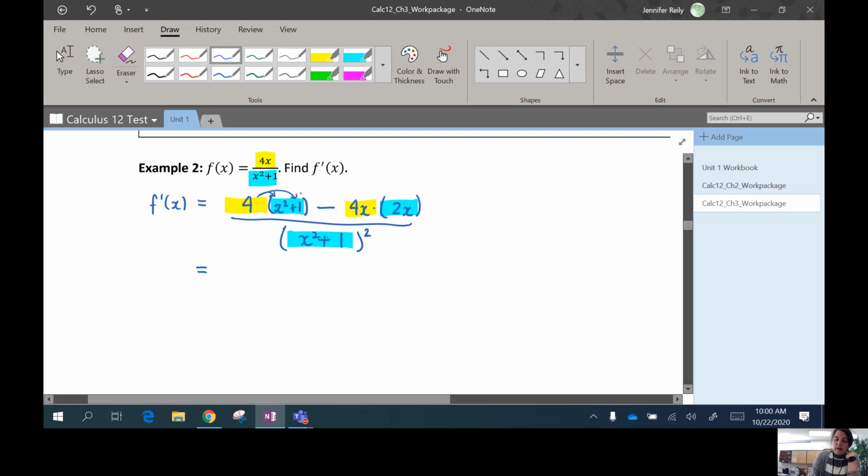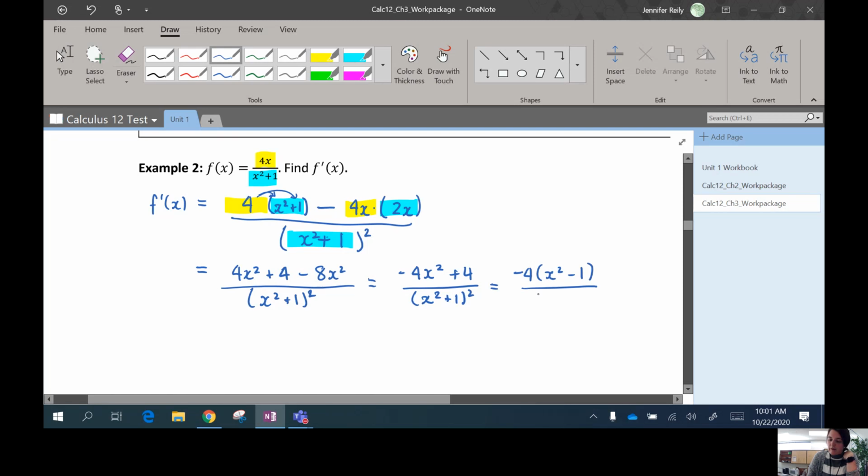So this we would multiply in. So you get 4x squared plus 4. And here you'd have minus 8x squared all over x squared plus 1 squared. And so you can combine those x squared terms. So minus 4x squared plus 4 all over x squared plus 1 squared. And you can pull out a negative 4. So you have x squared minus 1 all over x squared plus 1 squared.